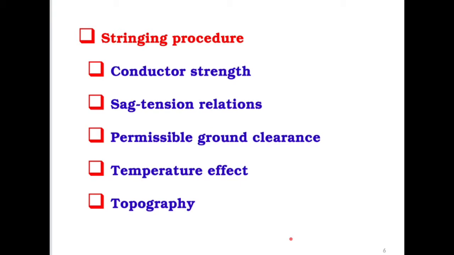When we choose the insulator, we choose it according to the voltage at which the transmission line is going to operate. For example, it can be 220 kV, 345 kV, 400 kV, or a 765 kV transmission line. We choose the insulators accordingly in the procedure of stringing a conductor in between the supports. There will be insulators for each of the three phases for transmission. And then look at the conductor strength.